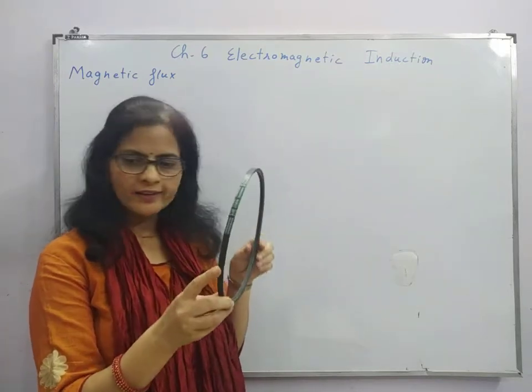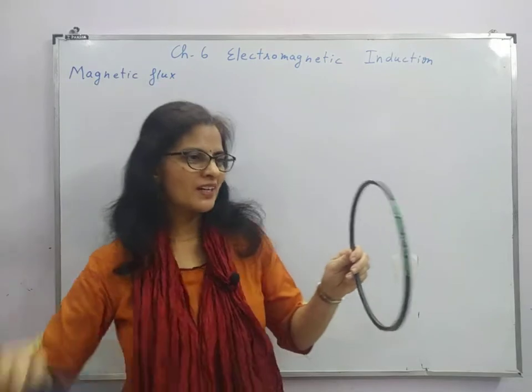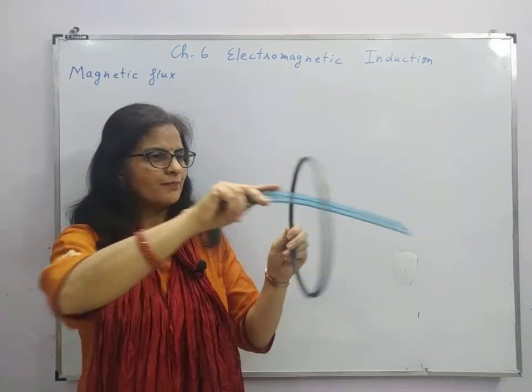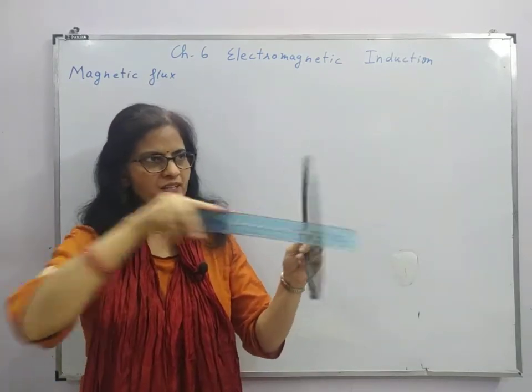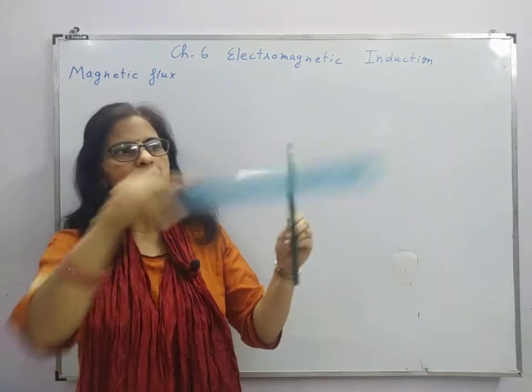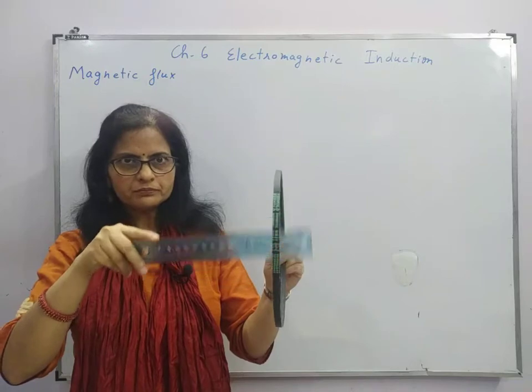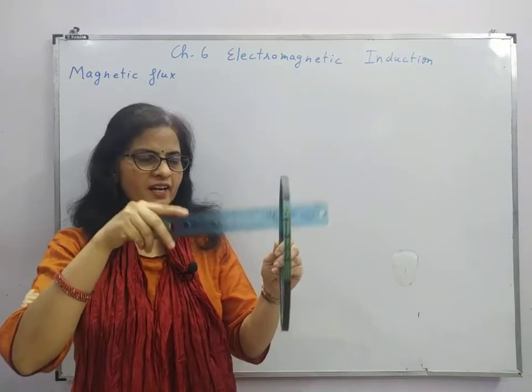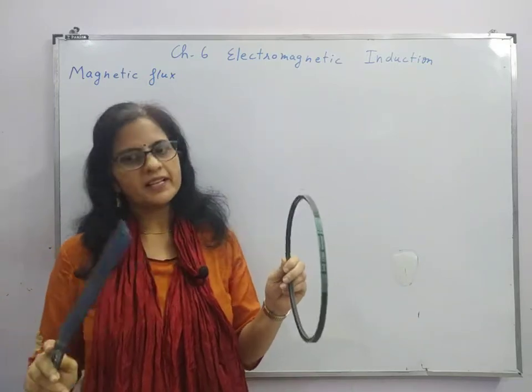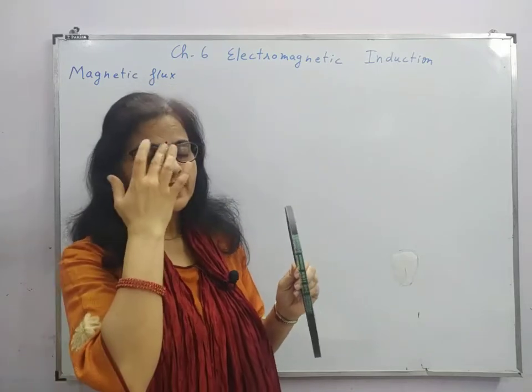If you have a coil like this and you have different magnetic field lines, I can show only one over here, different magnetic field lines passing like this through a region. The number of magnetic field lines passing normally through an area placed in the magnetic field is called magnetic flux.